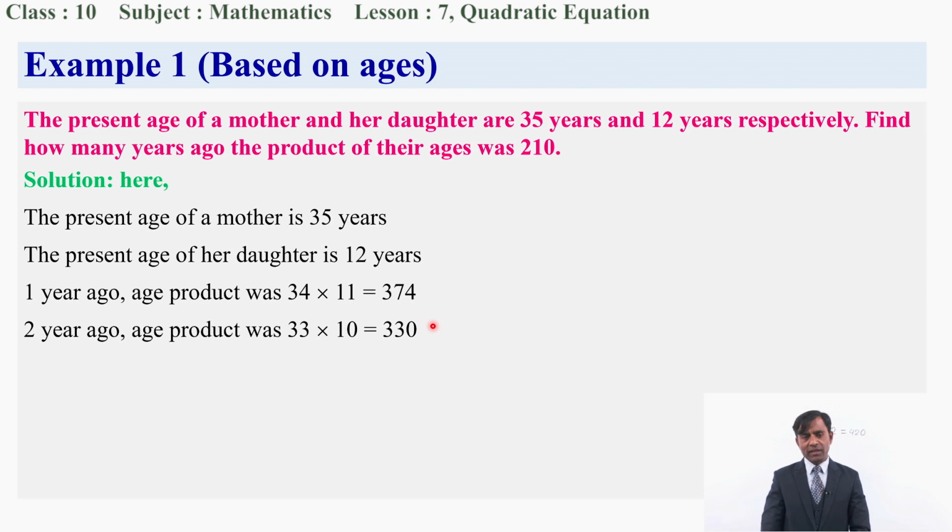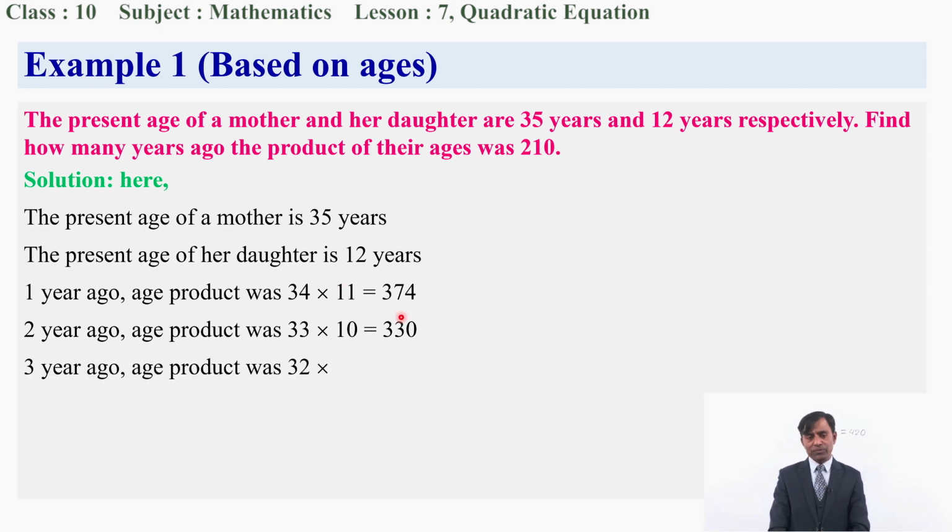374. 2 years ago, the present age of the mother is 35, so 35 minus 2 is 33. The daughter's age is 12 minus 2, which is 10. Then 33 multiplied by 10 is 330. Still, we are not getting 210.